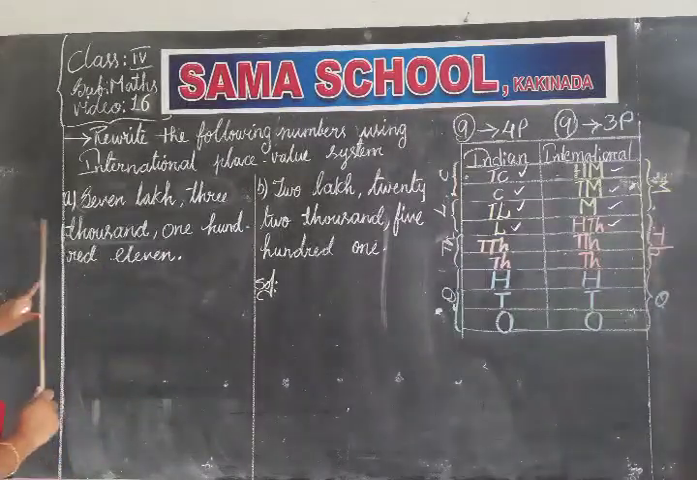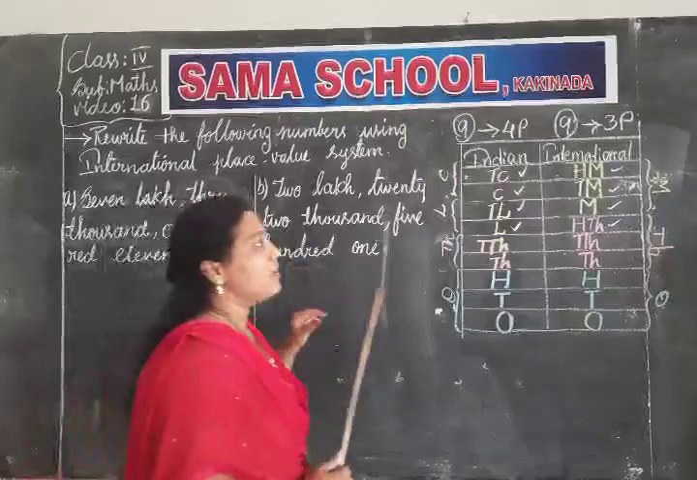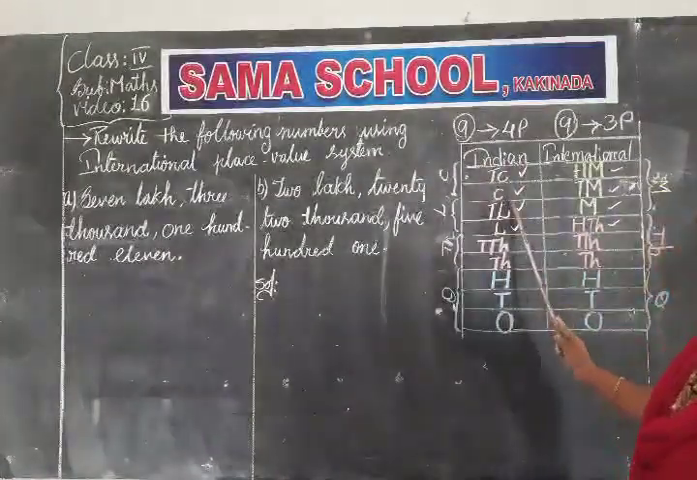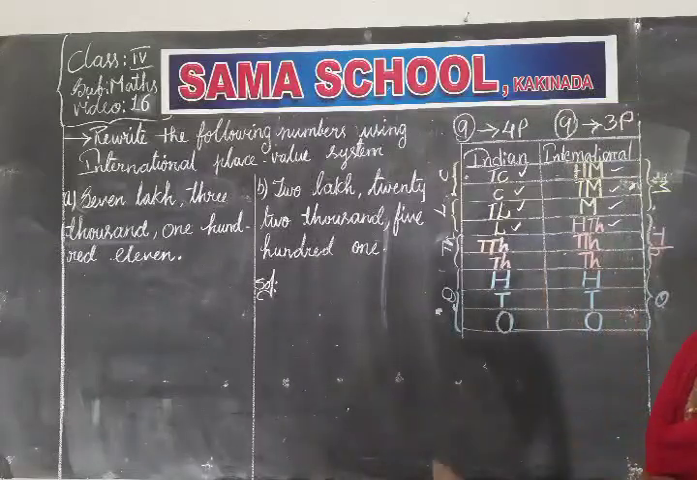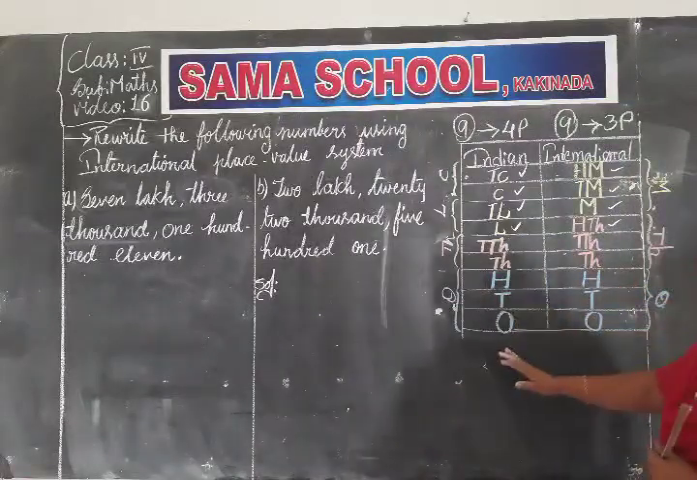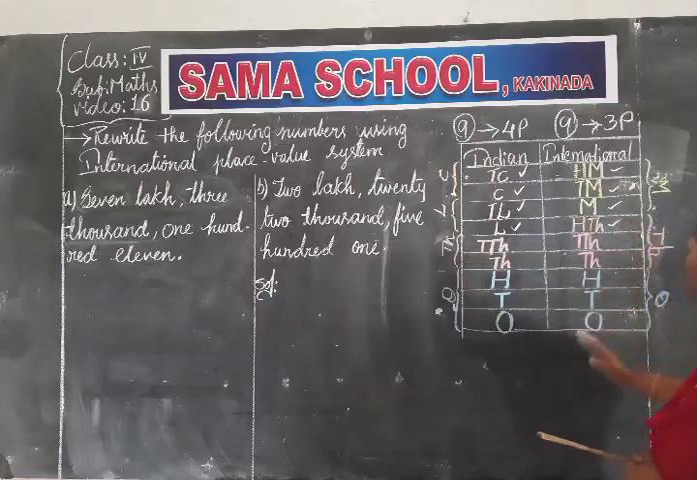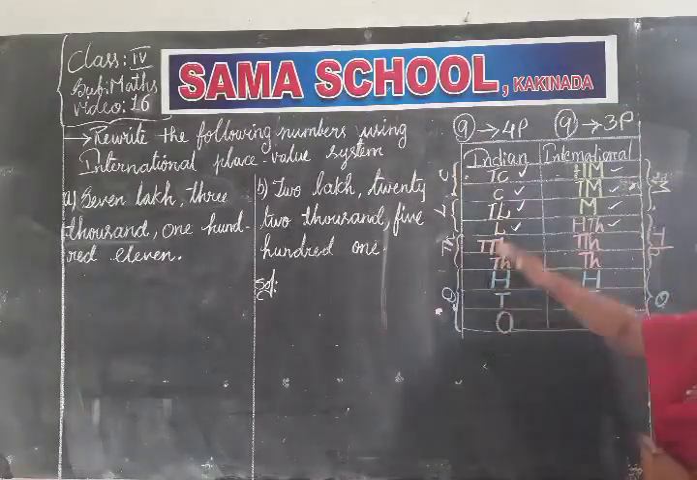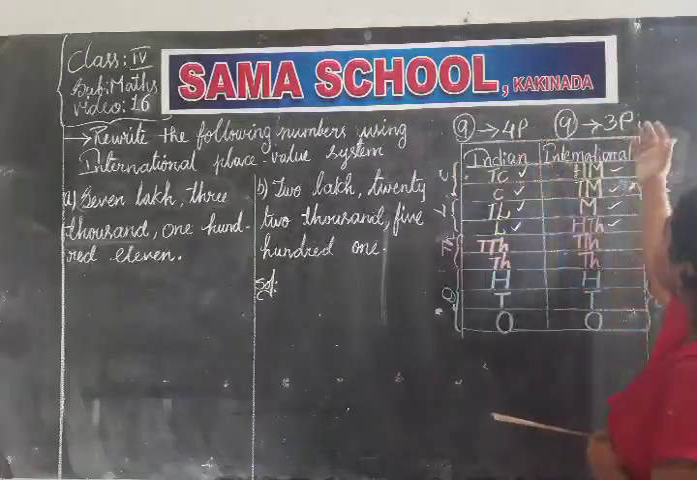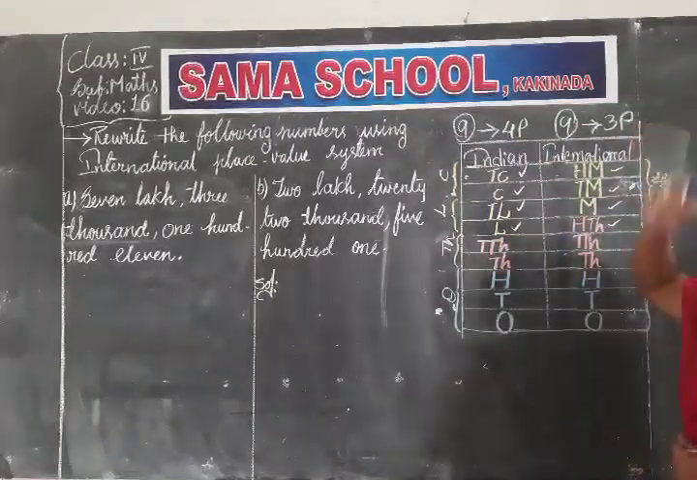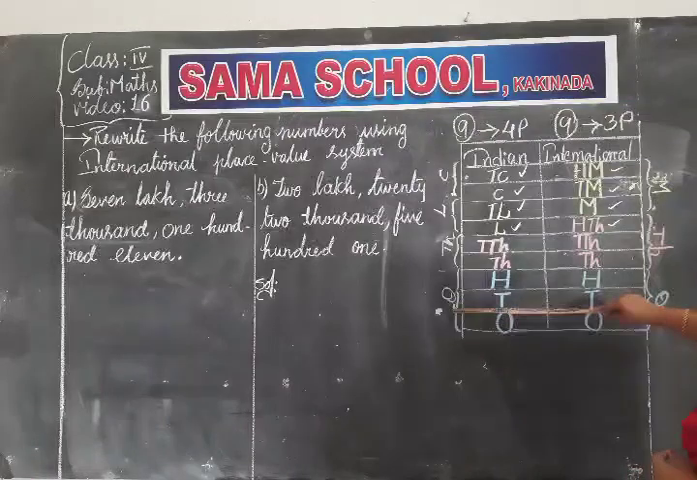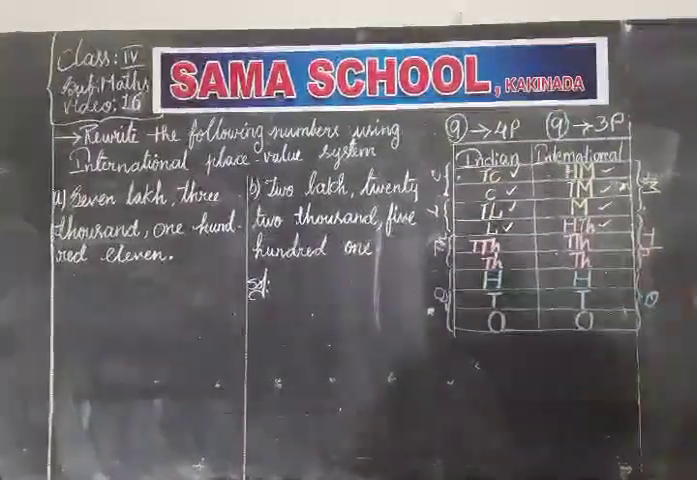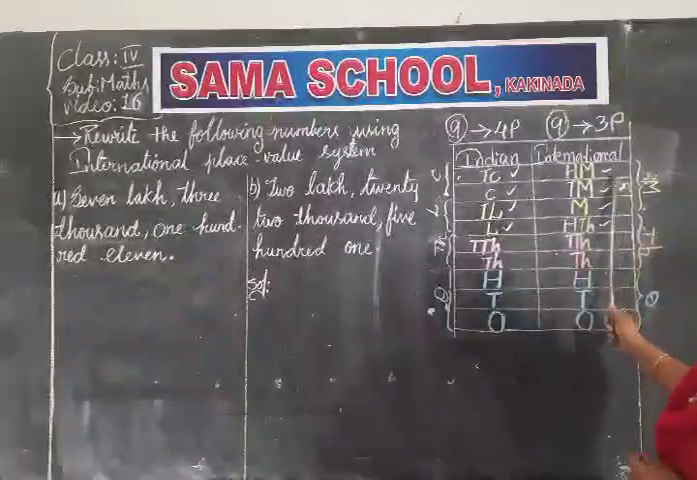When we are writing this solution, first of all we have to know the chart, Indian system and international system. See, in Indian system we have 9 places, international system also 9 places. These 9 places in the Indian system are separated into 4 periods, and in the international system into 3 periods. They are ones, thousand, lakhs, crores. In international system, ones, thousand, millions.